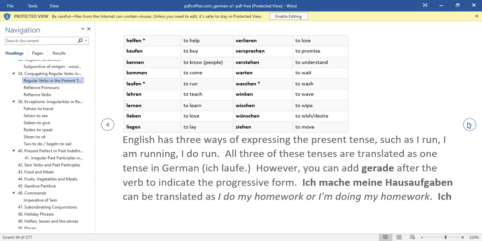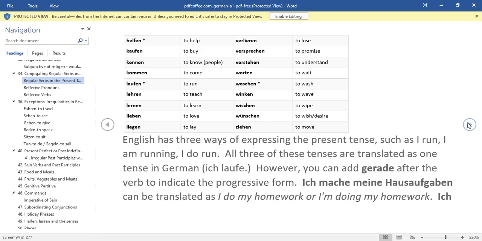So English has 3 ways of expressing the present tense, such as I run, I am running, I do run. So they are all the same thing in the present tense. I run. I am running, you're doing it right now. I do run. All 3 of these tenses are translated as one tense in German. So ich laufe means I run, or I am running, or also I do run.